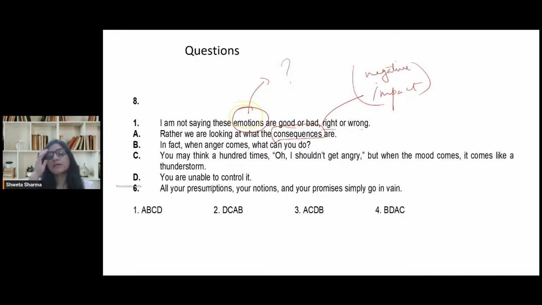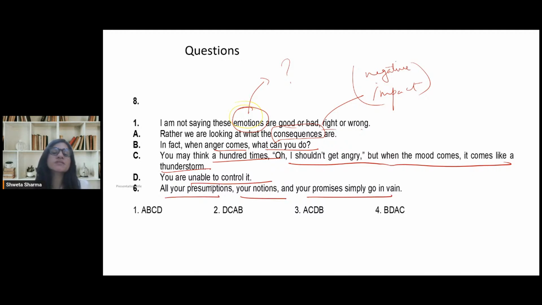Okay. In fact, when anger comes, what can you do? You may think 100 times, oh, I shouldn't get angry, but when the mood comes, it comes like a thunderstorm. You are unable to control it. All your presumptions, your notions, your promises simply go in vain, as in they go for waste. Right? Vain as in they are wasted. Okay. So, what are we supposed to do?